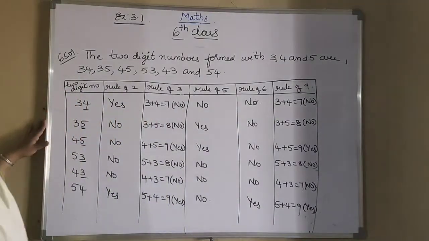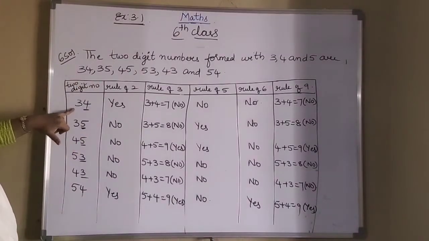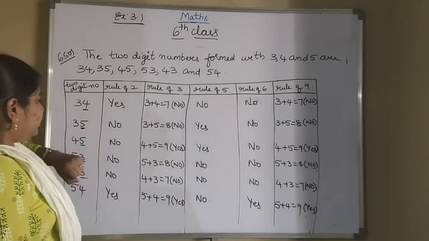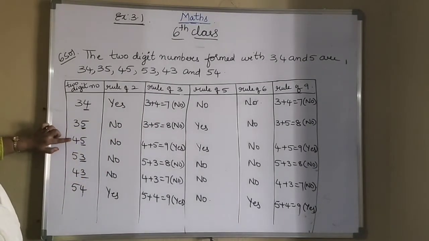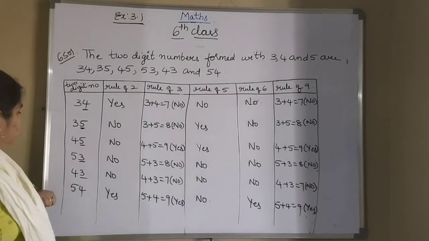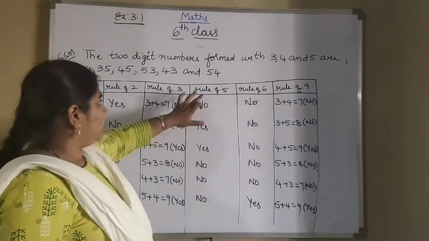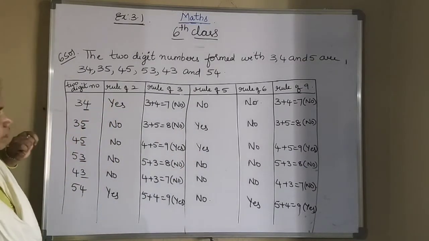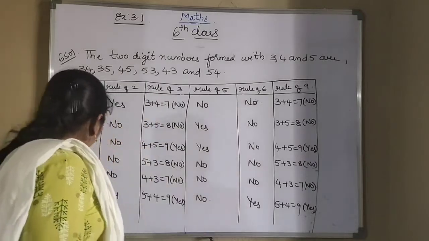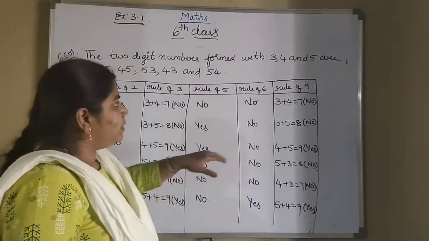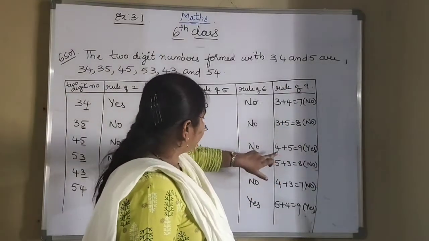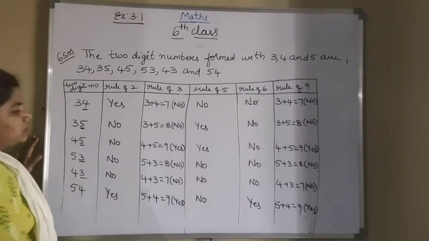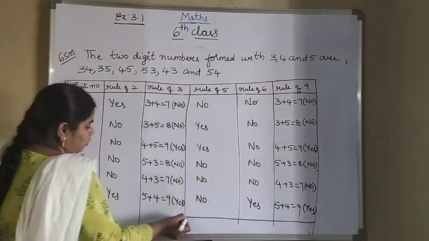So, in which cases are they divisible? In case of 2, 34 is divisible and 54 is divisible. In case of 3, 45 is divisible and 54 is divisible. Next, in case of 5, only 45 is divisible. In case of 6, only 54 is divisible, and in case of 9, only two are divisible. What are those? 45 and 54 are divisible. So, this is our 6th solution.